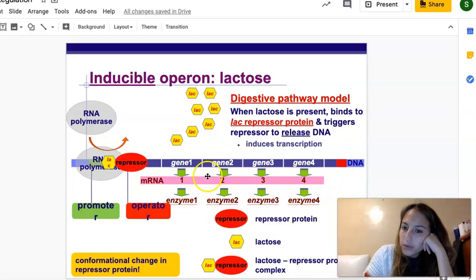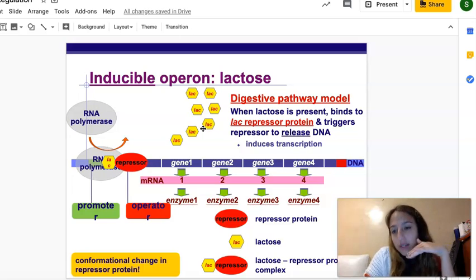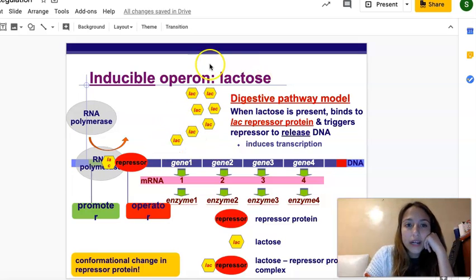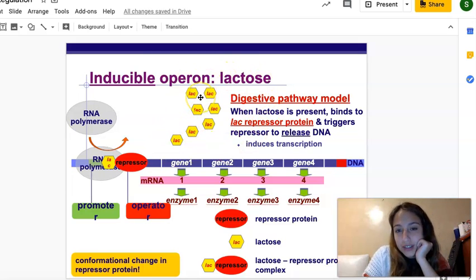What are these enzymes going to do? These are enzymes whose function is to break down lactose. So the enzymes are going to start attaching to these lactose molecules and start breaking them down. Okay, so this is very important because as they're breaking down the lactose, the amount of lactose is going to decrease, right? So when the amount of lactose decreases, what does that mean? Less lactose to induce this entire operon.